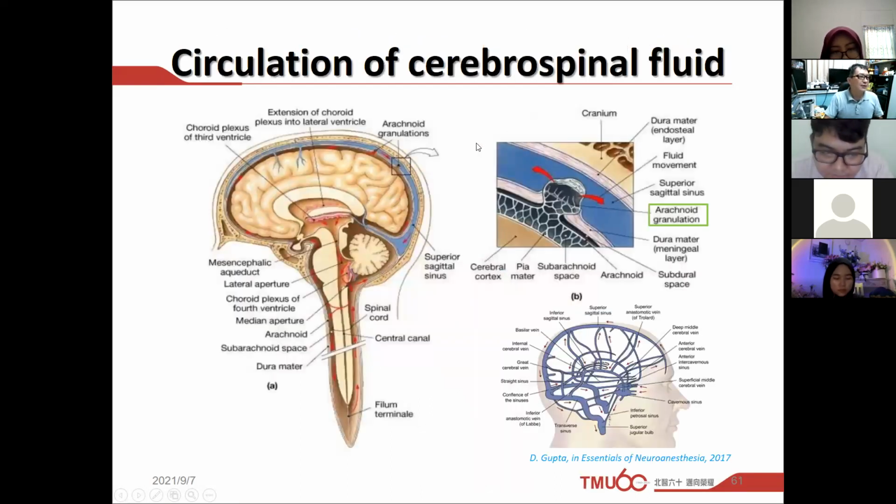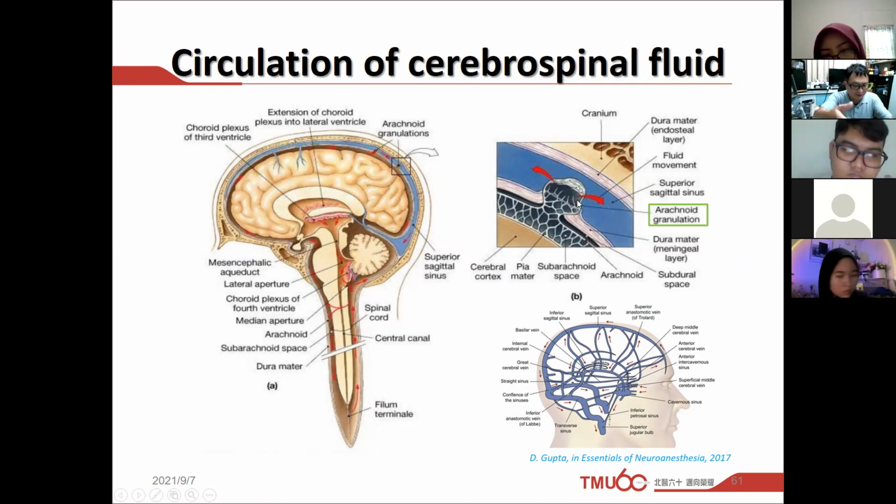Here I mentioned already that we have some structures to regulate the circulation. Another structure is the arachnoid granulation. This one is derived from the subarachnoid space here, which can direct the CSF flow. CSF flow is very important.